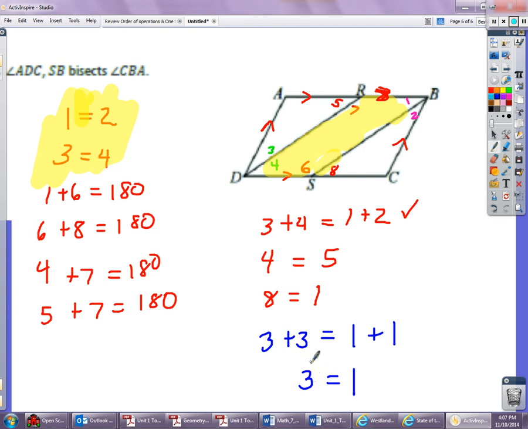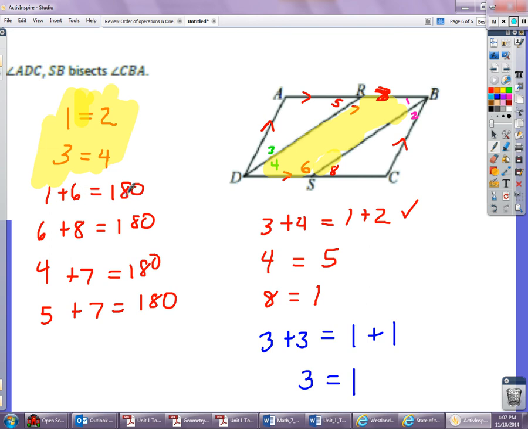So if 3 and 1 are equal, is that going to help me in any way? I don't know. Let's see. Instead of 4 equals 5, I can say 3 and 5 are congruent. What about 4 and 5? Well, we already know 4 and 5 are congruent. So we have 5 plus 7 equals 180. I have 4 plus 7 equals 180. Is anything else equal 180? 1 plus 6 equals 180.